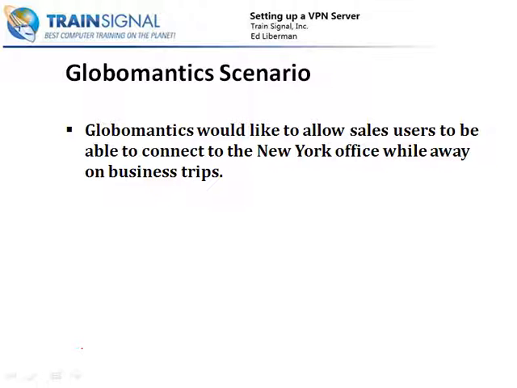Okay, well, what's going on with Global Mantics these days? Well, this is going to be a pretty simple scenario, as you can see here. Global Mantics wants to allow their sales users to be able to connect to the New York office while they're away on business. Okay, plain and simple. You got sales users, they're out traveling all around the country, all around the world, and while they're out, they need to be able to connect into New York.